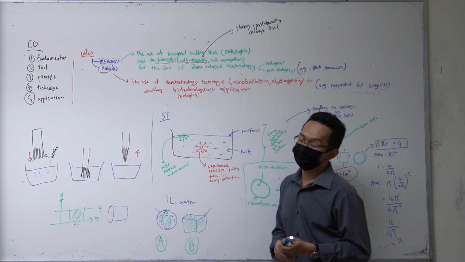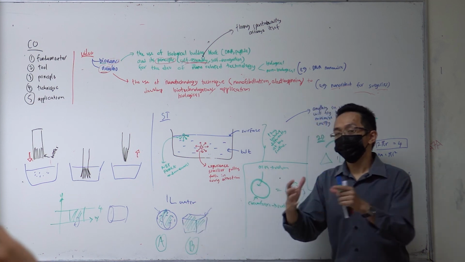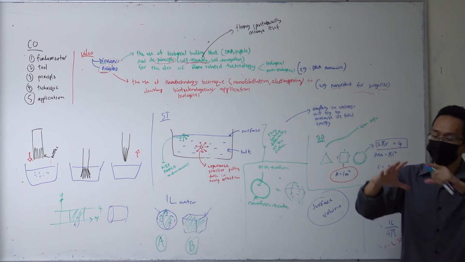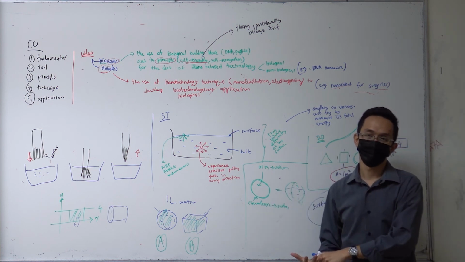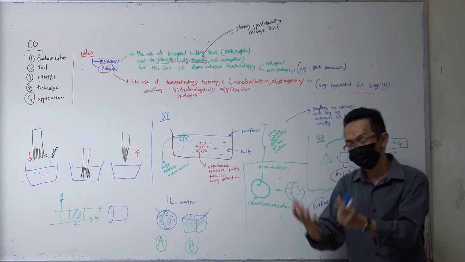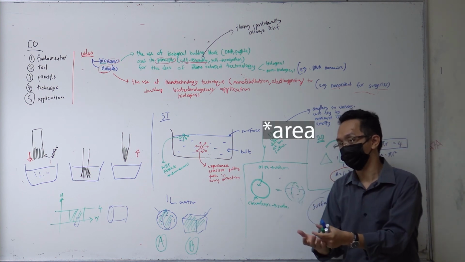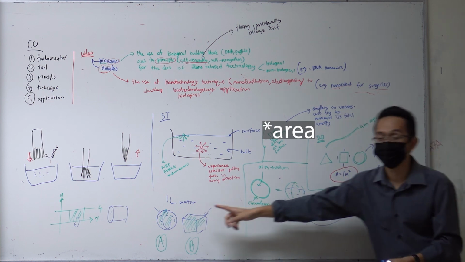Okay, so you can calculate that for the same amount of volume, the spherical shape gives the least surface area. Understand? For the same amount of volume, the spherical shape gives the least surface area. Remember, don't confuse between 2D and 3D.